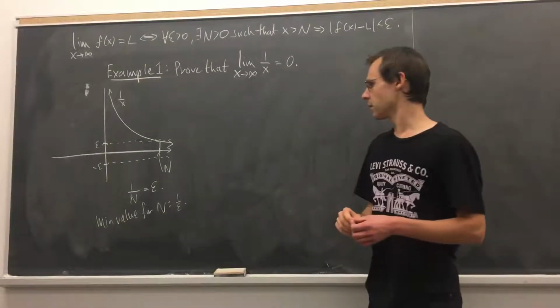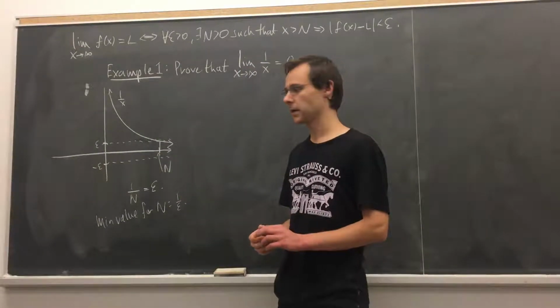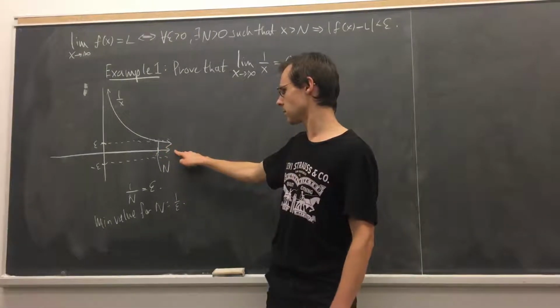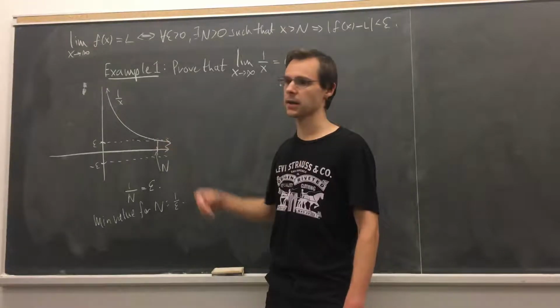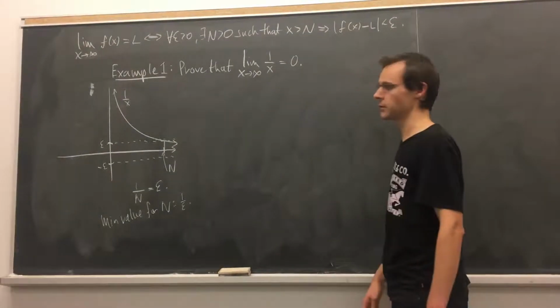So given an epsilon, we can pick N to be equal to 1 over epsilon, and then we know that this statement will be satisfied. Any x chosen larger than N, 1 over x is going to be less than epsilon. That much we know from the graph. Let's actually formally do the proof.